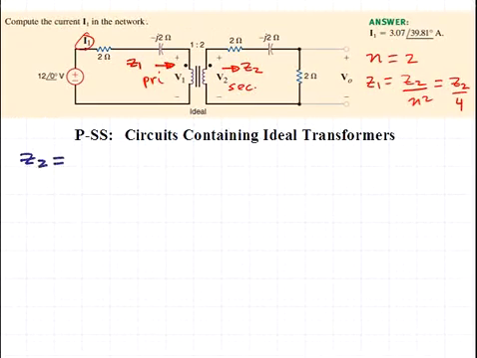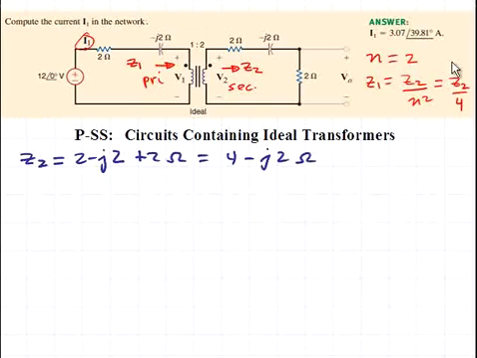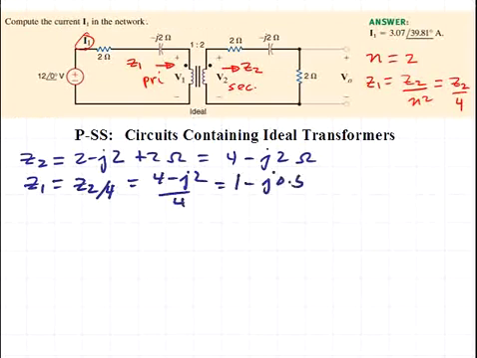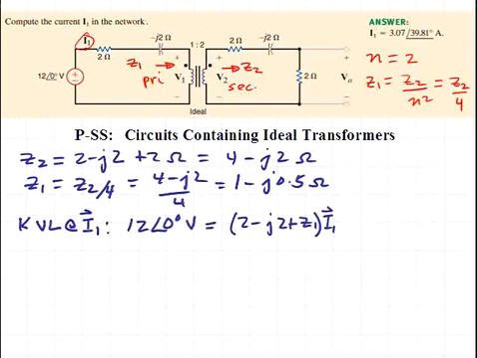Z2 on the secondary side of the transformer circuit is 2 minus j2 plus 2 ohms, which is equal to 4 minus j2 ohms. Then reflecting that impedance Z2 to the primary side, we'll have that Z1 is equal to Z2 divided by 4, which is equal to 4 minus j2 divided by 4, which is equal to 1 minus j0.5 ohms.